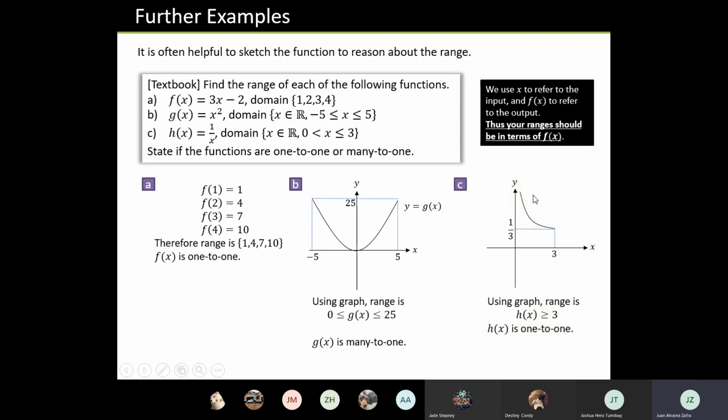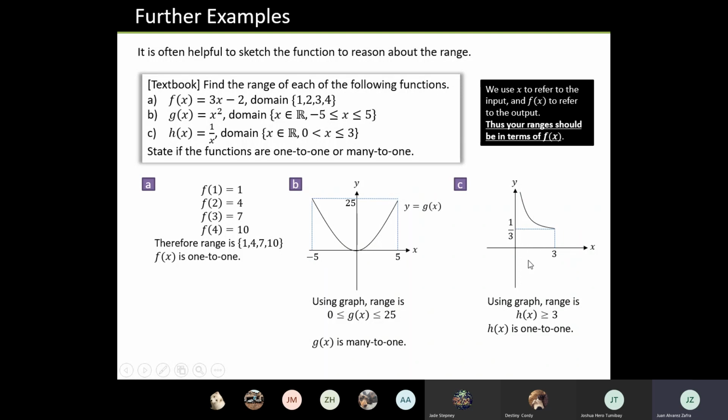So we know that looks like a rectangular hyperbola. We have a shape here and a shape there. But because they're restricting the domain from 0 to 3, not including 0, but including 3, then we get just this part of the curve. And if you look at it, you can see that it's one-to-one.